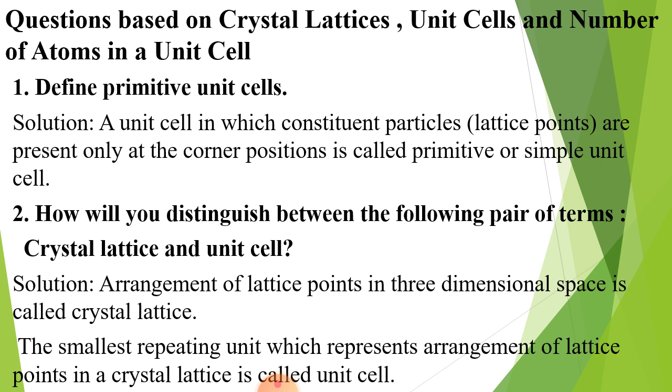Now question number 1. Define primitive unit cell, that is also known as SCC. Solution: a unit cell in which constituent particles, that is lattice point particles, may be atoms, molecules or ions, are present only at the corner position, is called primitive or simple unit cell.